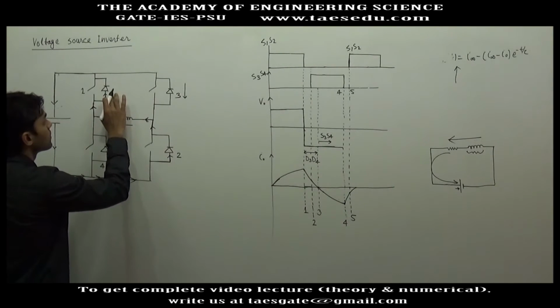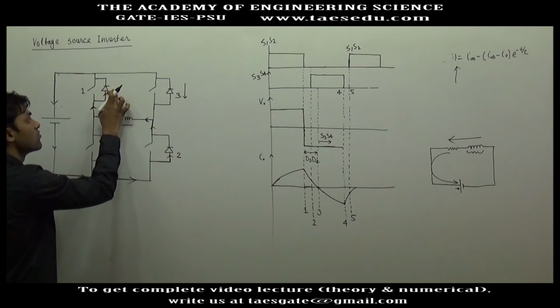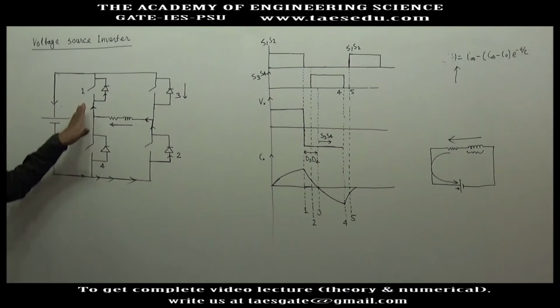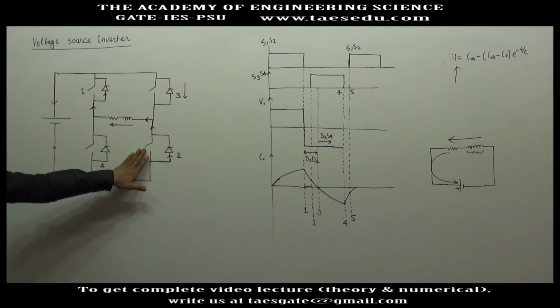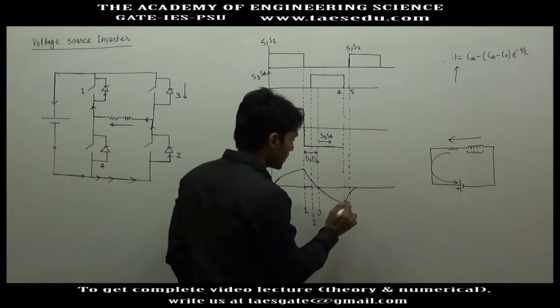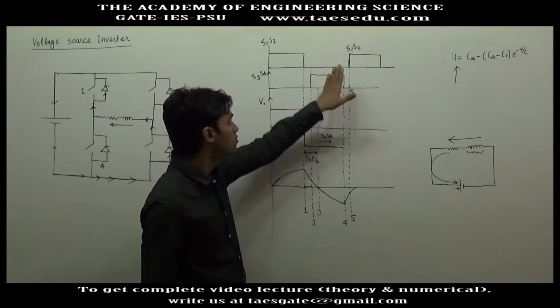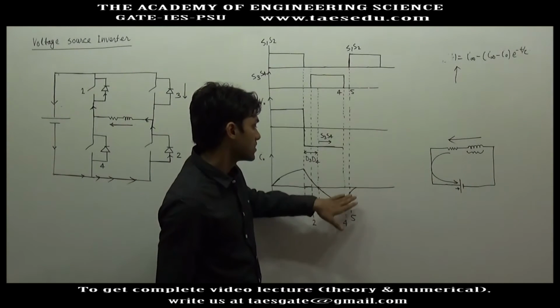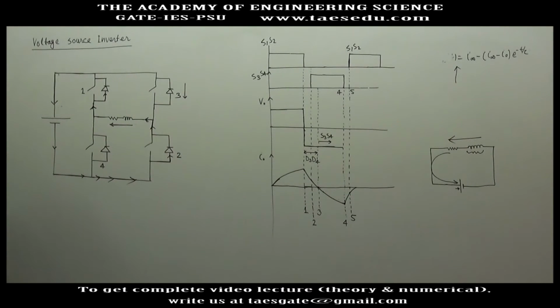So there will be on state voltage drop of D1, and the on state voltage drop of D1 will prevent the switch S1 from turning on. Similarly, the on state voltage drop of diode D2 will prevent the switch S2 from being turned on. So even at instant 5, you have given signal to switch S1 and S2, at this instant, switch S1 and S2 will not turn on. Instead, it will wait for the negative direction of current to fall to 0.